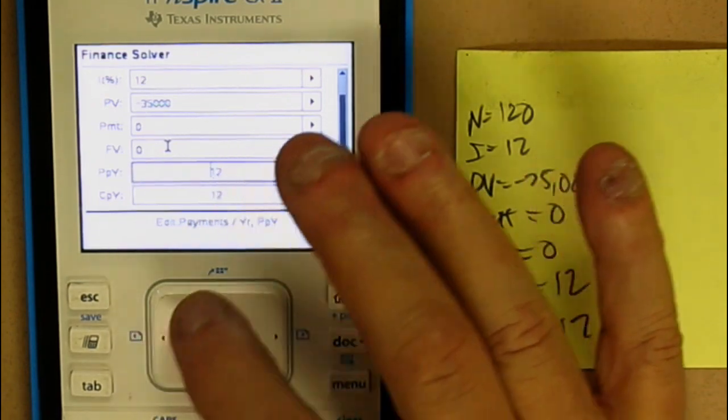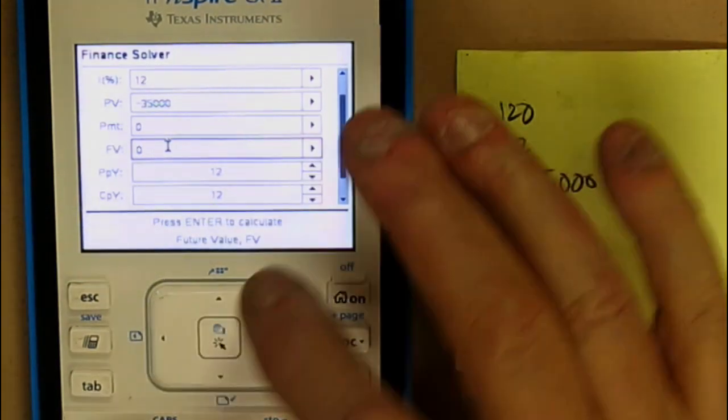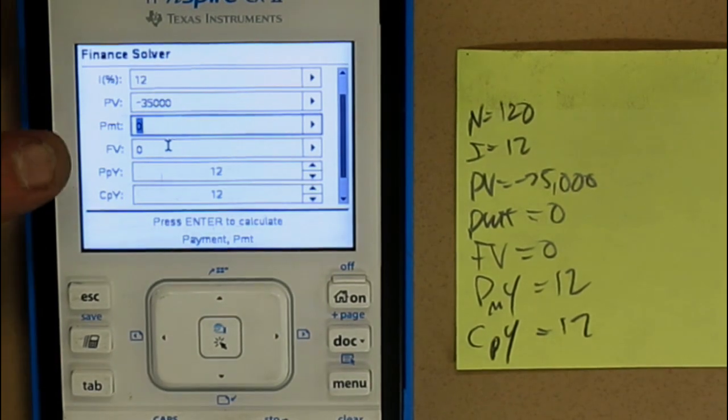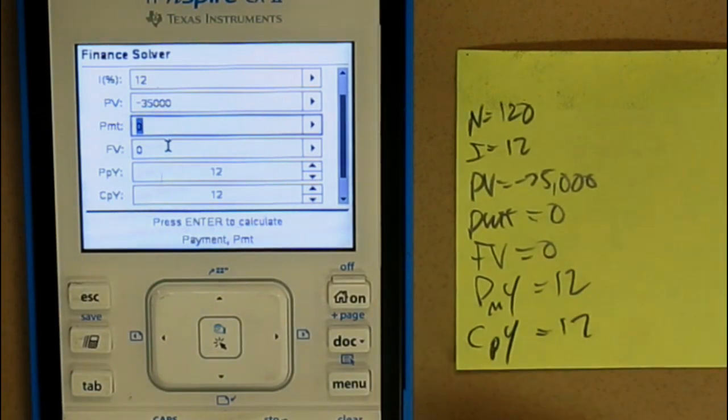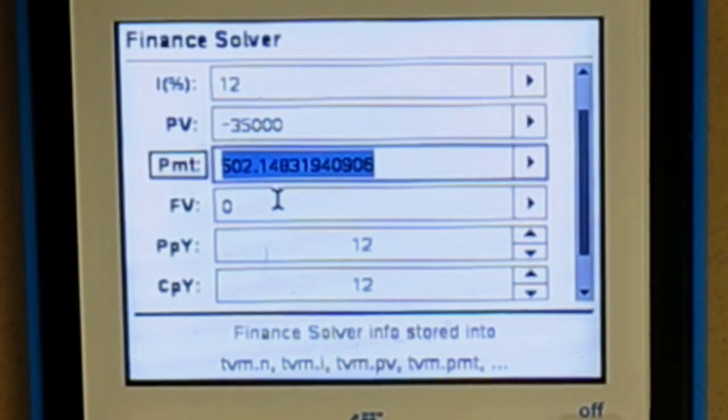Let's scoot back up. We want to get into payment. Okay, so now with the cursor in the payment field, you notice down below it says press enter to calculate payment. So I'm just going to go ahead and hit enter, and there we go. $502.15. So that's our payment.